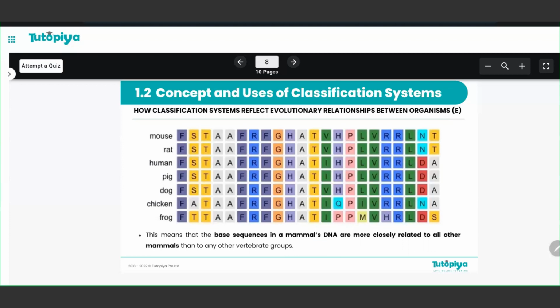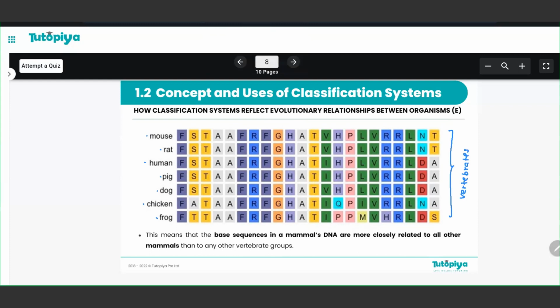So given here are the DNA-based sequences of a few vertebrates. You can see that they've given the base sequences of the mouse, rat, human, pig, dog, chicken, frog. This is just part of their DNA, right? So all these organisms, we know these are all vertebrates. Right? These are all vertebrates.